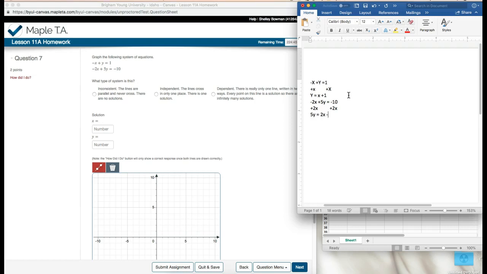So on the left-hand side, I get 5y equals 2x minus 10. And then to continue solving for y, because I have 5 times y, to remove that I need to divide everything by 5. I can either divide the left-hand side and the right-hand side by 5, or that's just dividing every single term by 5. So to show my work, I'm going to copy this and paste it down below.